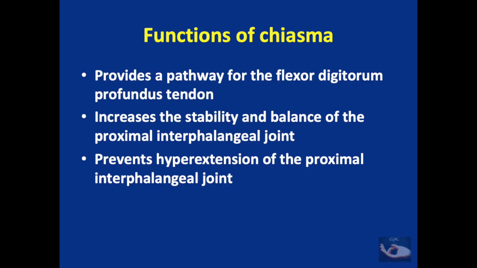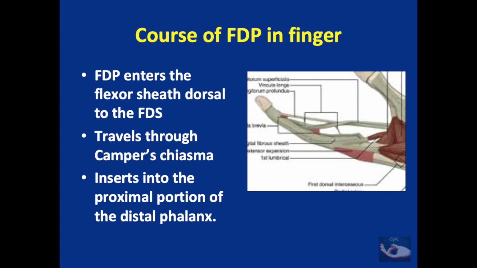The chiasma provides a pathway for the FDP tendon to proceed distally. It increases the stability and balance of the proximal interphalangeal joint and prevents hyperextension at this joint. As far as the FDP is concerned, it enters the flexor sheath dorsal to the FDS, travels through the Camper's chiasma and inserts into the proximal portion of the terminal phalanx.